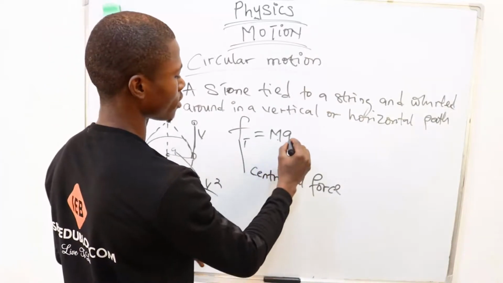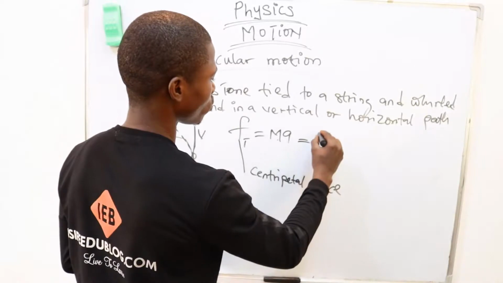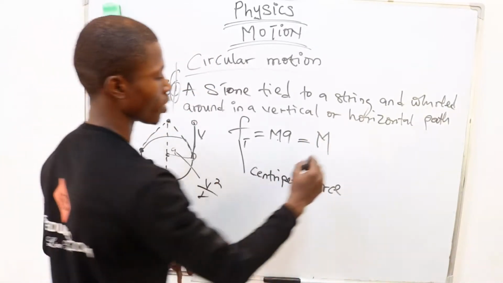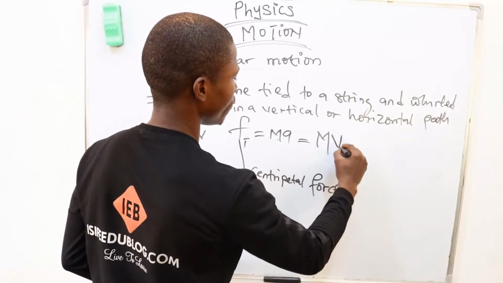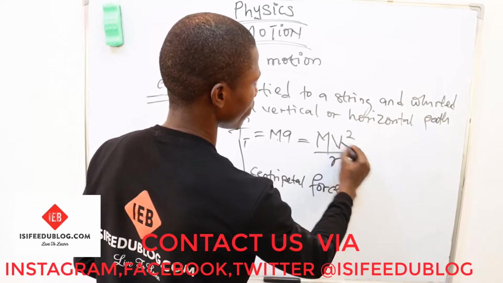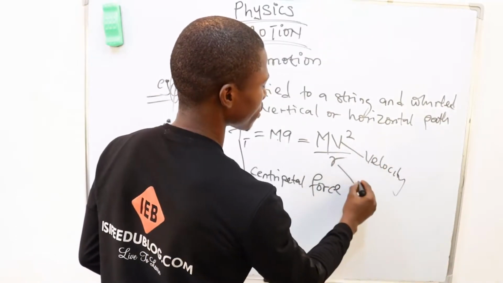And this is our mass. And this is our centripetal acceleration. And thereby, our force will be mass times a, where a is v squared over r. Therefore, this will be mv squared all over r. This v is the velocity. This is the radius.